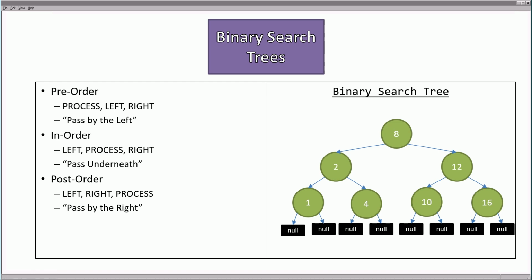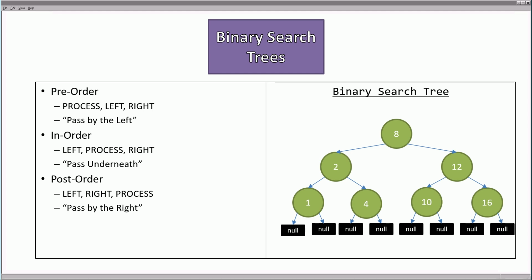Another way that we can look at a pre-order traversal is if we started from the root and we traced around this graph, node by node, going counterclockwise. Then anytime we pass by a node to the left, then we process it. So the pre-order traversal for this tree following that rule will be 8, 2, 1, 4, 12, 10, 16, and you're done.